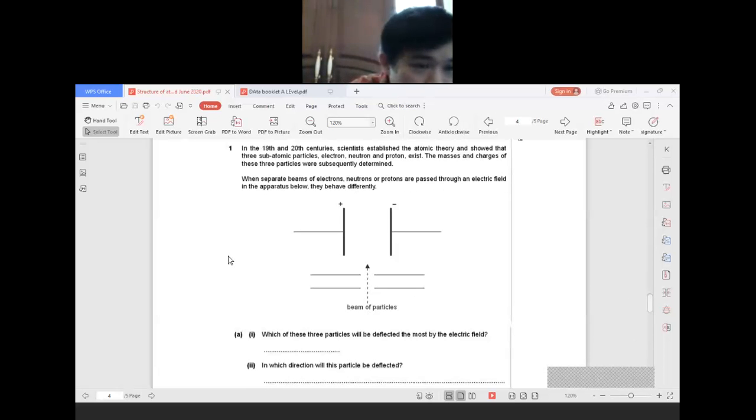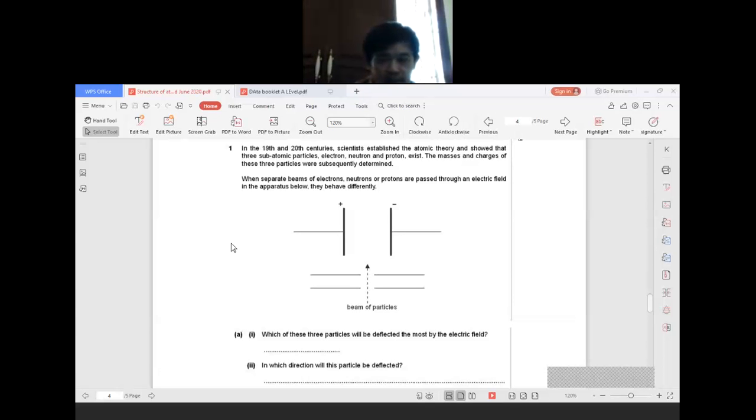Let me ask Kimberly. Kimberly, which of these three particles will be deflected the most by the electric field? Wait, teacher. Yes.